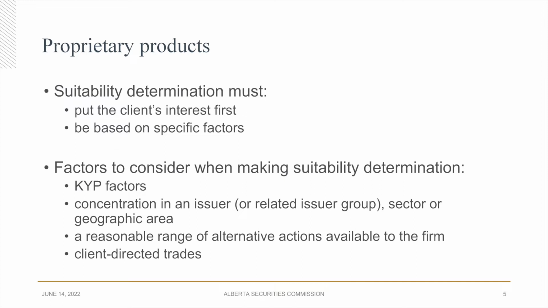With respect to a reasonable range of alternative actions, we mean that the firm should consider alternative products on the firm's shelf. When assessing suitability in this regard, firms must put the client's interest first and not prioritize incentives such as commissions and trailer fees. There may be cases when a firm's shelf is limited or the firm only sells one proprietary product. If these firms cannot determine that their recommendation will put clients' interests first, and there are no alternative investment actions that the firm can recommend and put clients' interests first, then they will need to revise the proposed trade or potentially turn down the client.